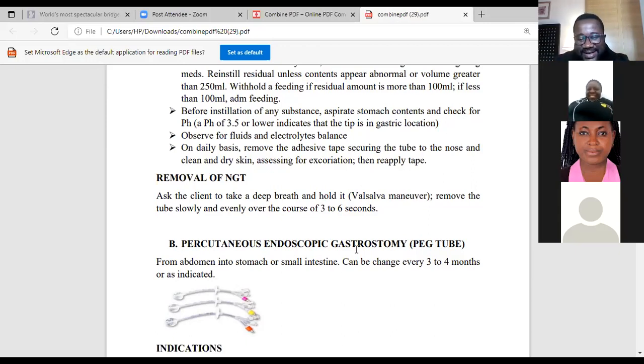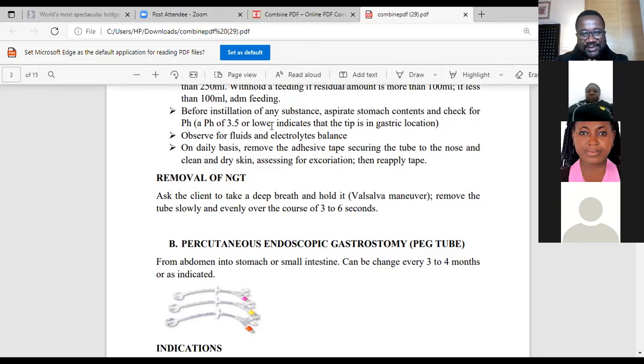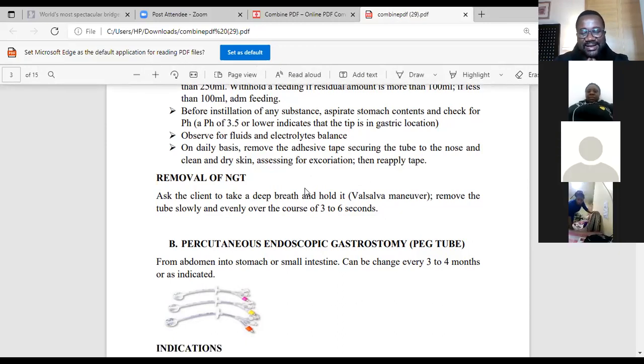You just remove. It is not done like that, you know. So how, you know, we have removed NG tube, right? We remove NG tube, but there are little things that we learn in school and we don't practice, and we neglect them. It's very, very important. So there's what we call the Valsalva maneuver. You have to ask the patient to take a deep breath and hold while you remove the tube. This is very, very important.